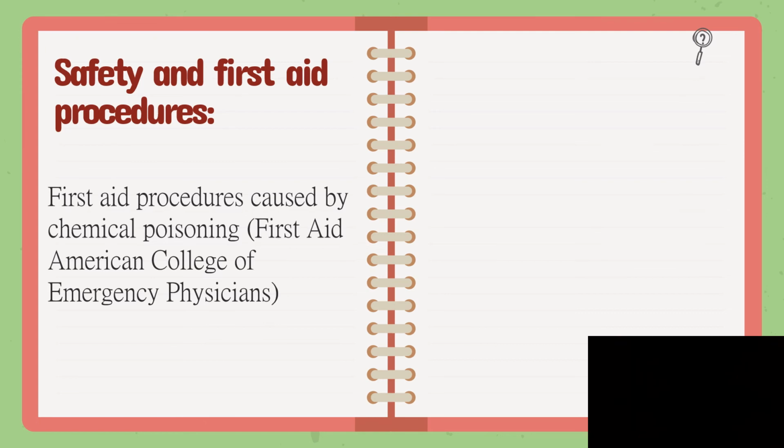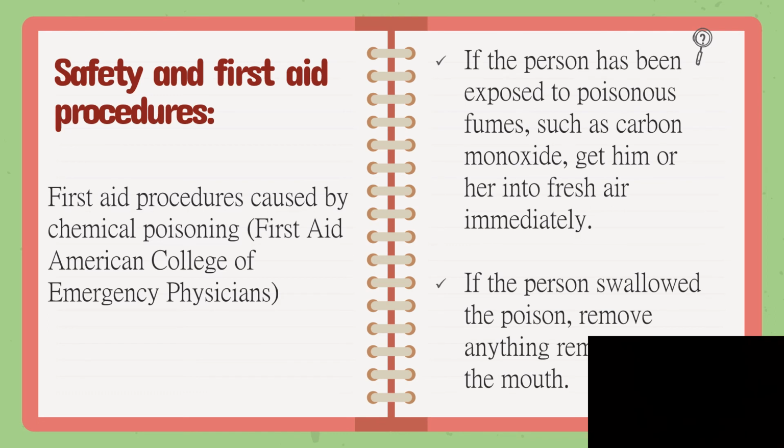Ano-ano nga ba ang mga ito? So, number 1, if the person has been exposed to poisonous fumes such as carbon monoxide, get him or her into fresh air immediately. So, halimbawa, nakalanghap siya ng mga chemical at nahirapan siyang huminga, dapat dalhin niyo kaagad siya sa open area para makalanghap siya ng sariwang hangin.